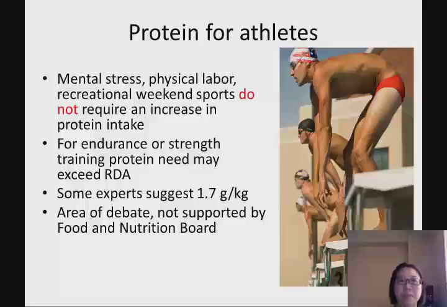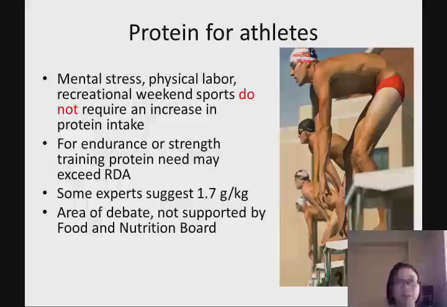Okay, and remember this one: for mental stress, for example playing video games, or recreational weekend sports, or physical labor, you don't require a higher amount of protein intake, just the regular 0.8 grams per kilogram body weight to calculate the protein you need. That's enough, because for mental stress, you actually use your brain. You need more carbohydrate. You don't need that much protein.